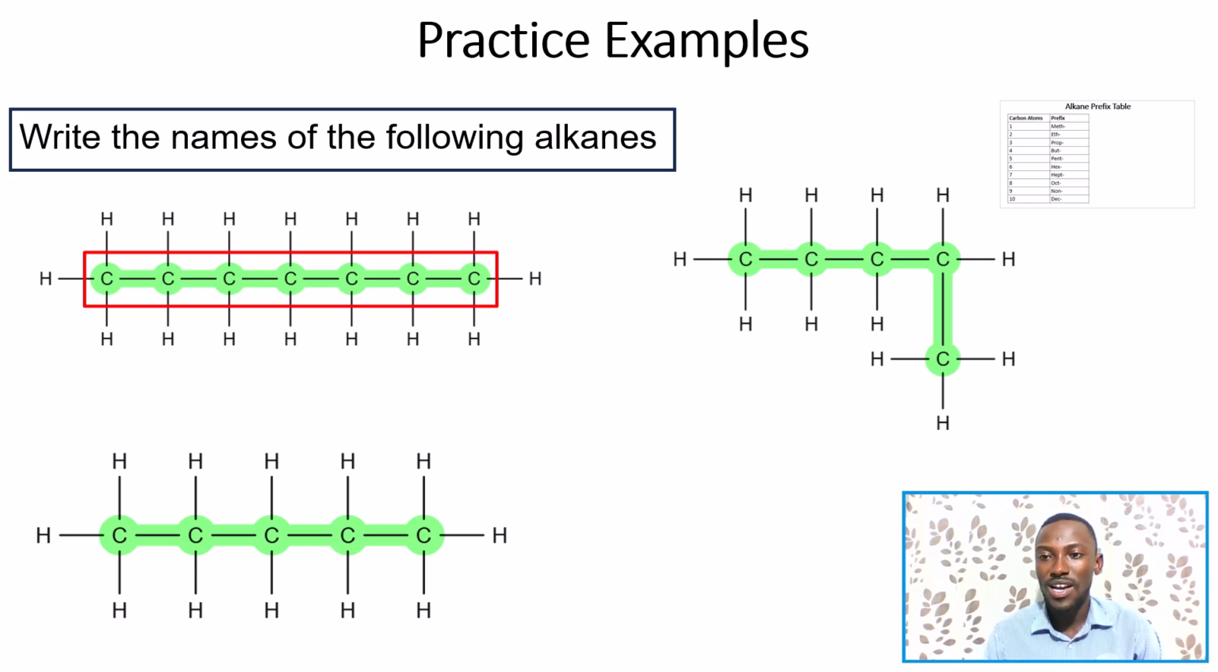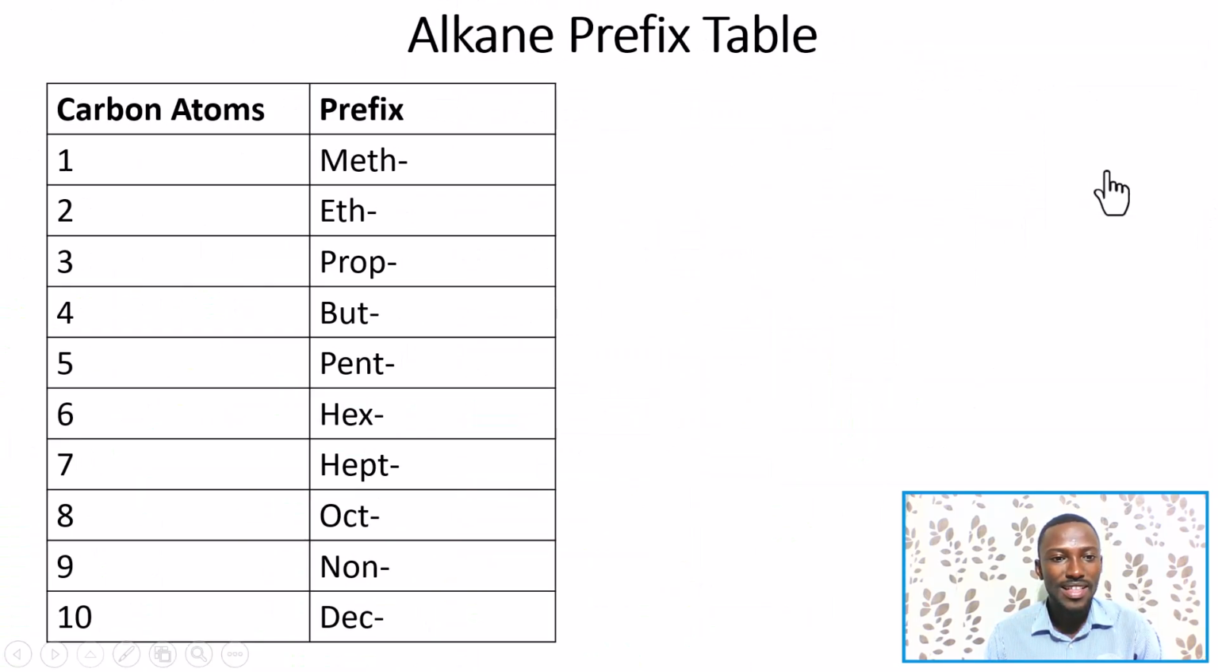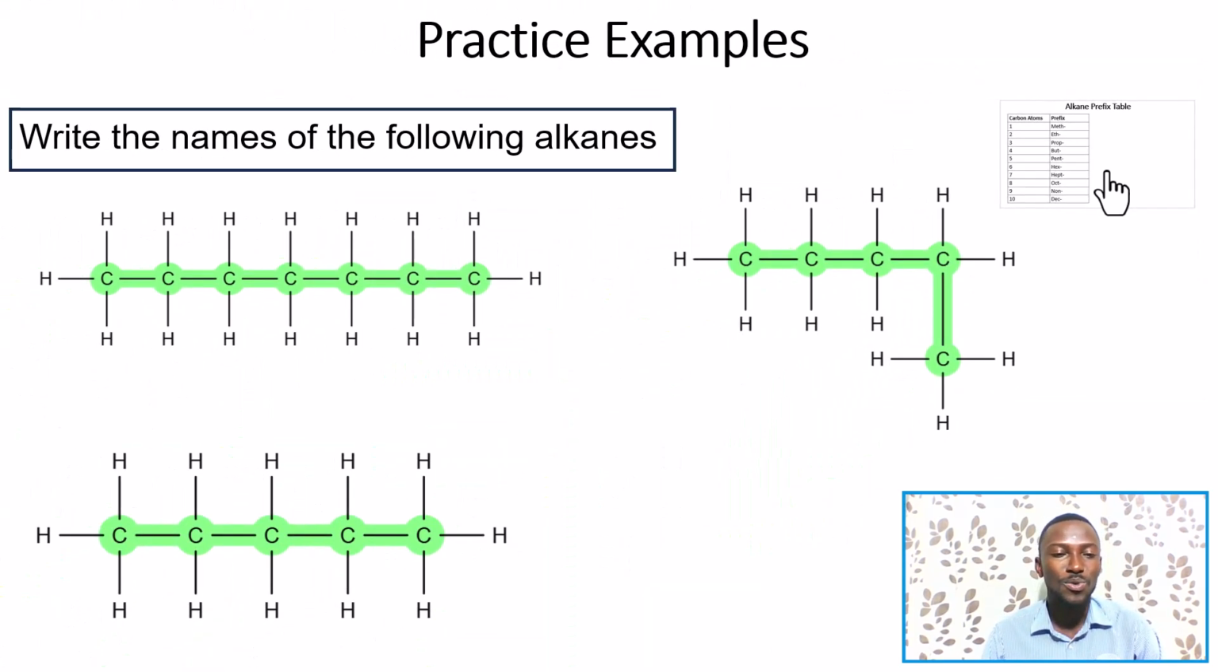If we have 7 carbons, what is the prefix? Let's check it out. The prefix for 7 carbons is going to be hept, H-E-P-T. Now let's go back. So we write hept, and it is an alkane, so we add what? A-N-E. So the first compound is heptane. Hope you got it right. What about the second example?